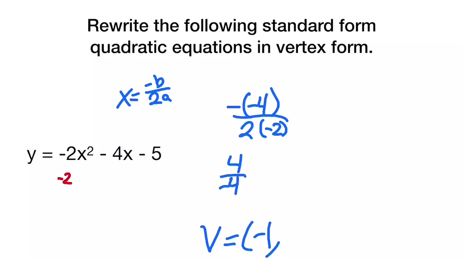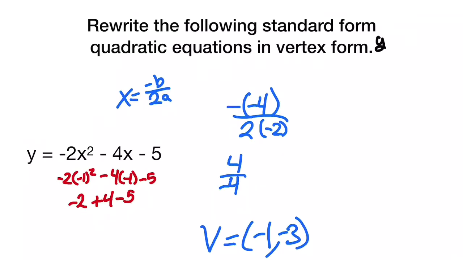Now to find y, what I have to do is plug that in. So -2 times -1 squared minus 4 times -1 minus 5. Now -1 squared is just 1, so -2 times 1 is just -2. This becomes plus 4 minus 5, which means my y value is -3.